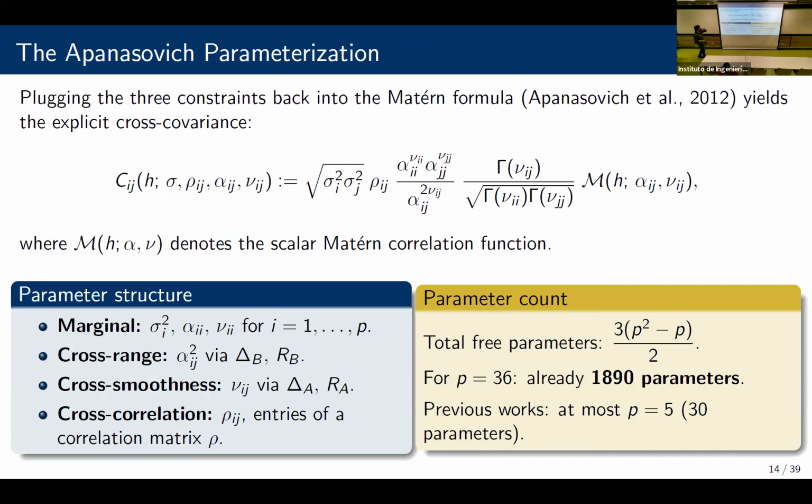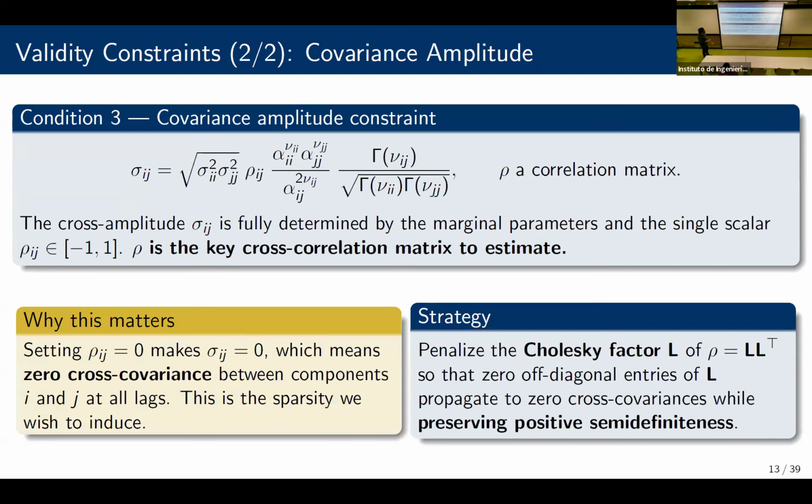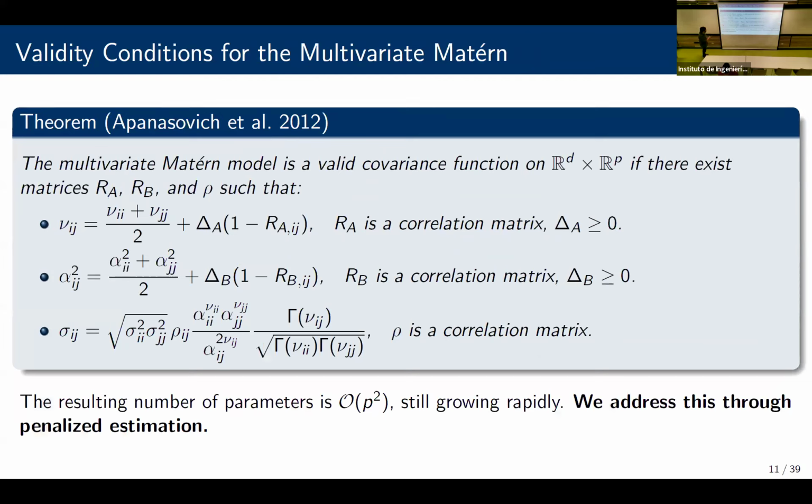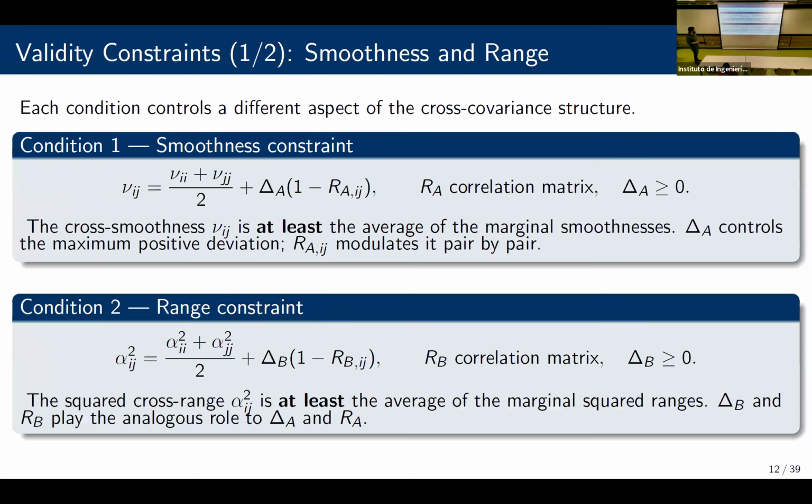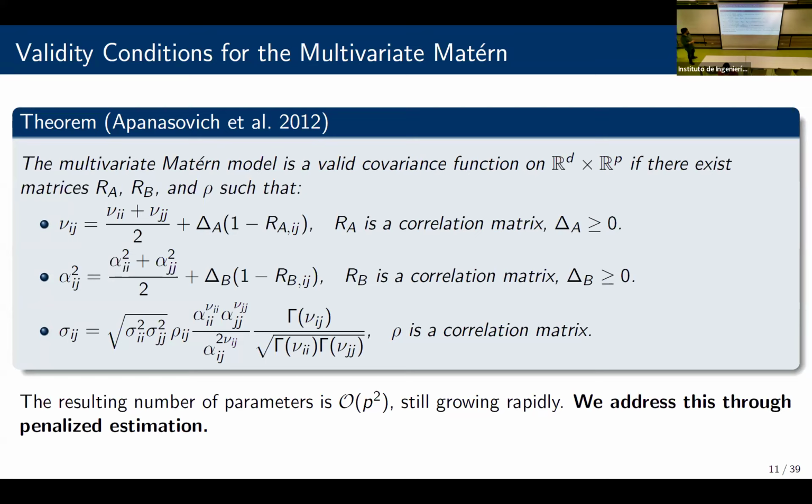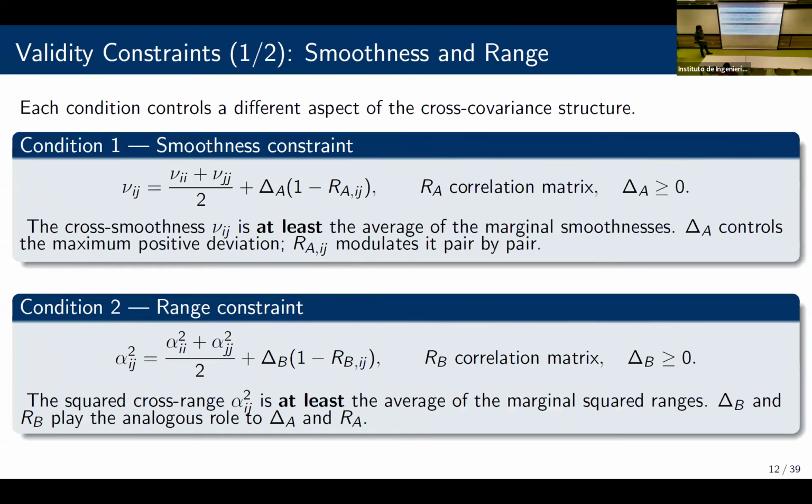We call this the Apanasovich parameterization. When we impose these constraints and plug them into the model, it's the one that we will model. Basically, we are parameterizing the cross terms and writing them in terms of the diagonals. And we add the deviation via a matrix R, which are correlation matrices. So we now have a way to control the deviations, how different the cross terms are from the average.